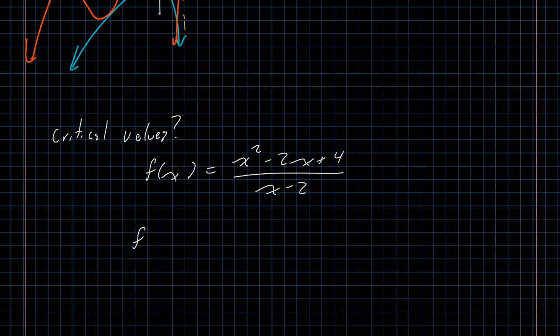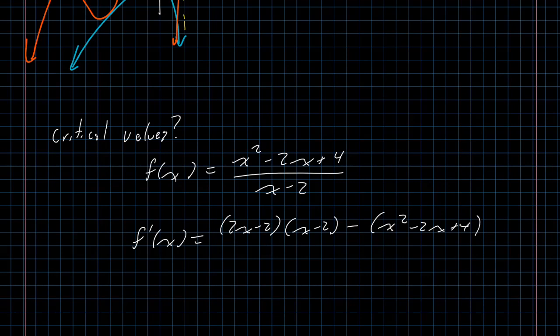And I can differentiate that, f prime of x. Well, we'll have the derivative of the numerator times the denominator minus the numerator times the derivative of the denominator, all over the denominator squared.